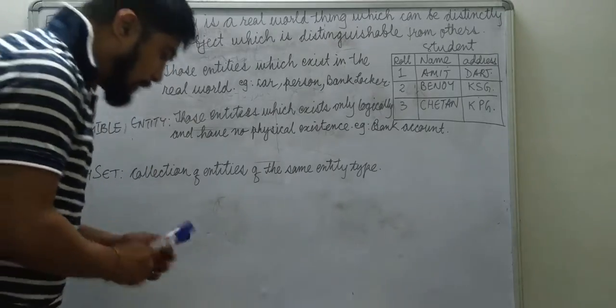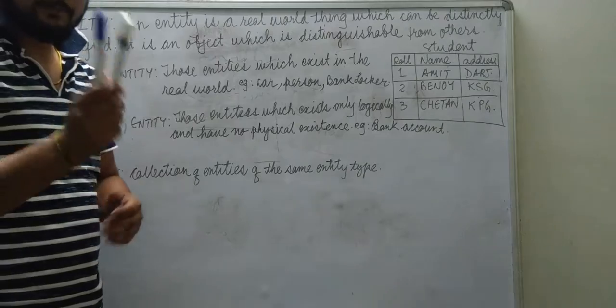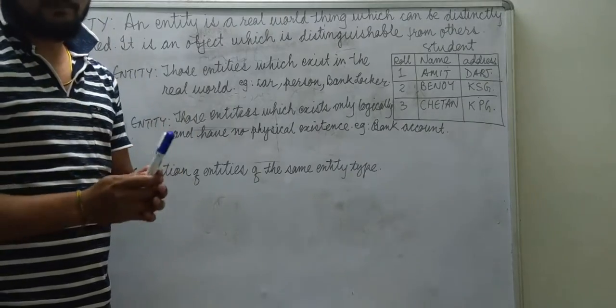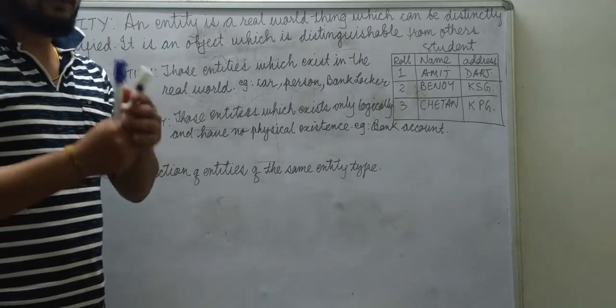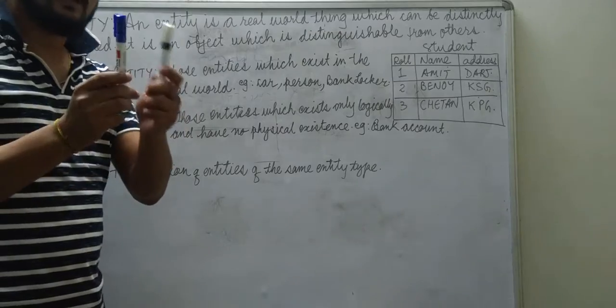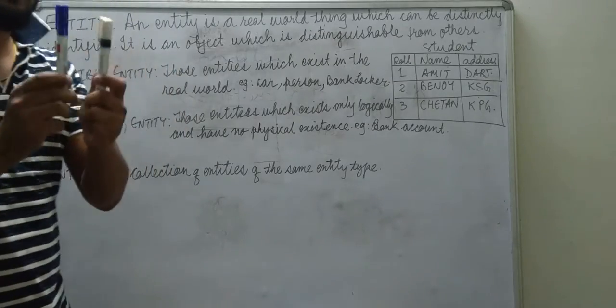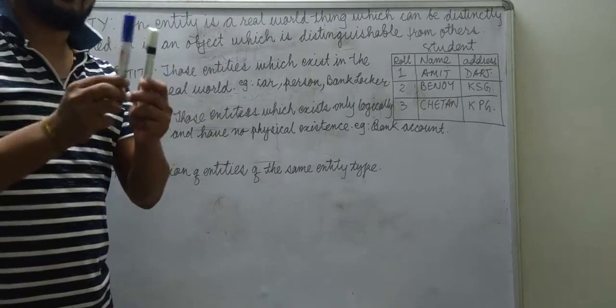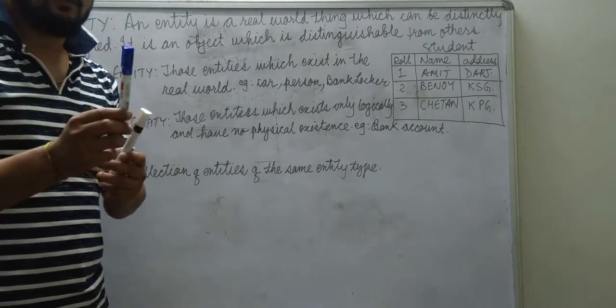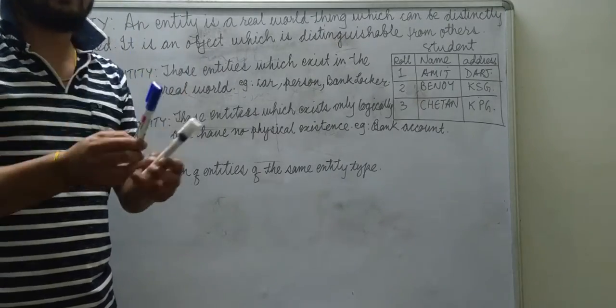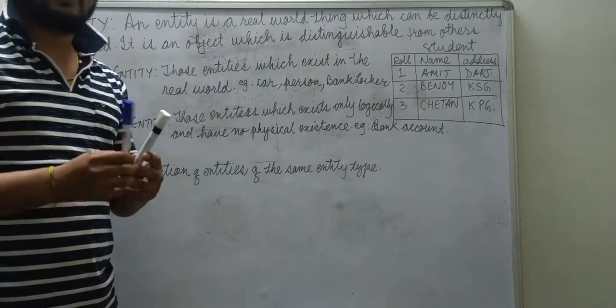Now I have taken two markers. One is black and one is blue. Even if I mix these two, what happens? Now I can identify these two objects. I can identify this is black and this is blue. The object which can be identified is known as an entity.